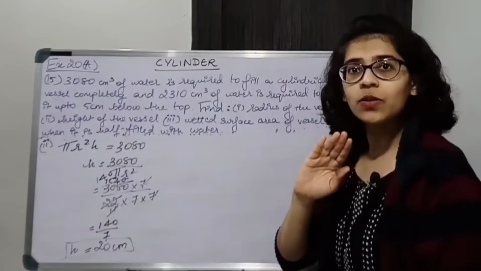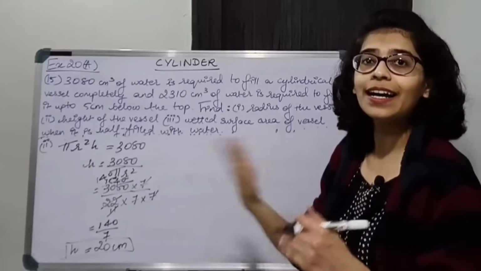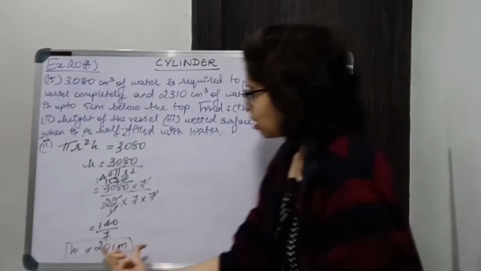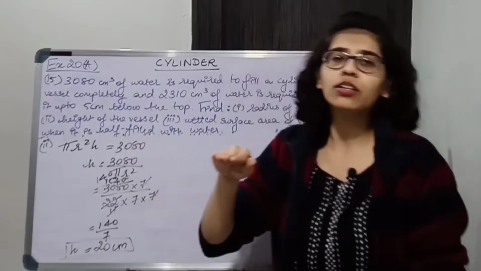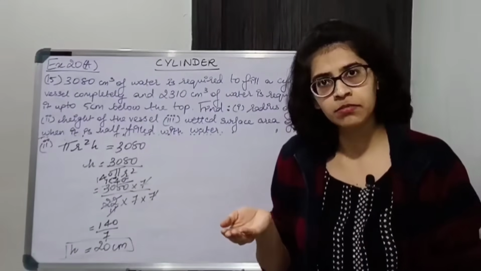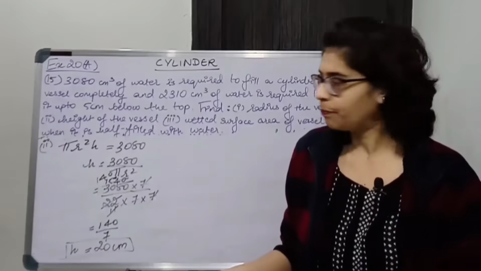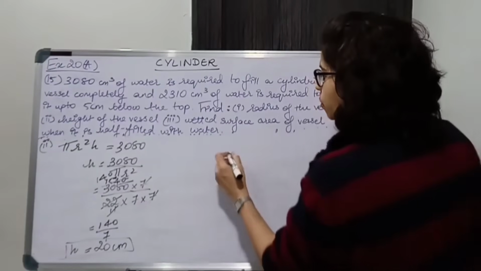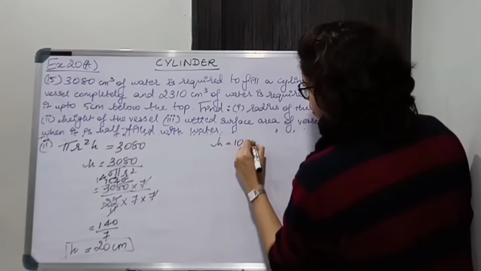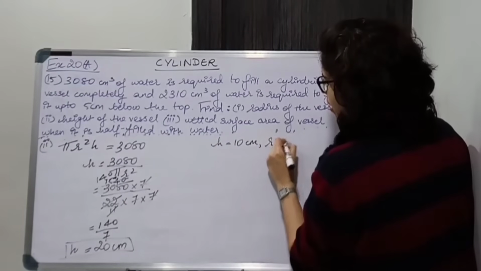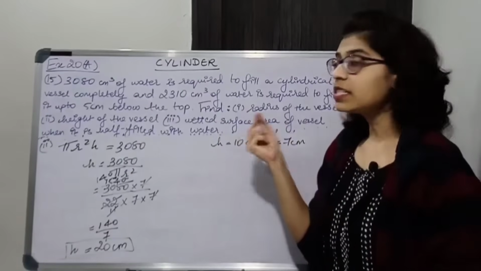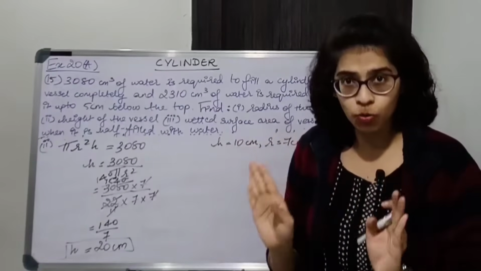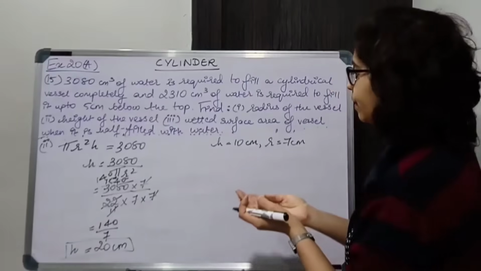Now vessel जब half भरा होगा तो what will be the height of the water? Complete height is 20 centimeter. तो half filled होगा तो height क्या होगा? 10 centimeter. All right, you'll divide it by 2. So height will be 10, radius we know is 7. Okay, so wetted surface area find करना है, not volume, surface area find करना है.